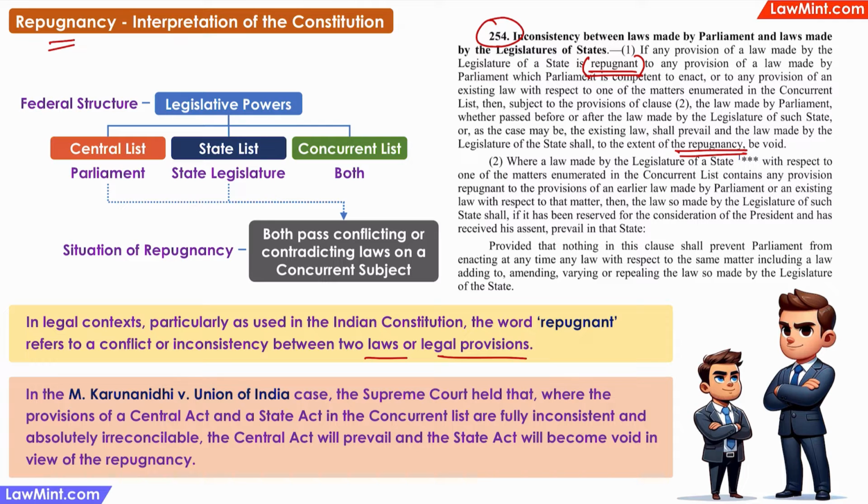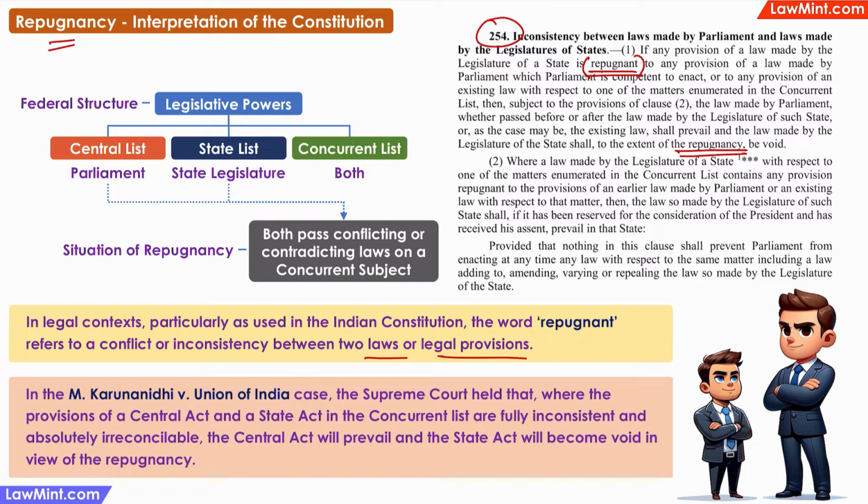If only a part of the laws or some provisions are repugnant, then the central law will override the state law only to the extent of those repugnant parts. But if there is a complete repugnancy between the two laws, that is, a complete contradiction or a complete conflict, then the central law will fully override the state law.